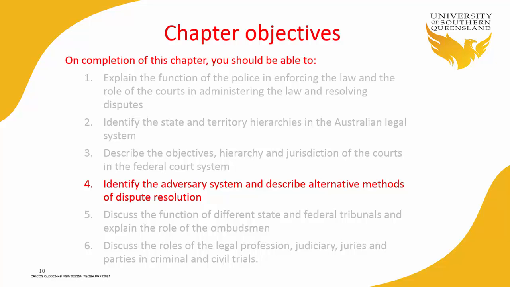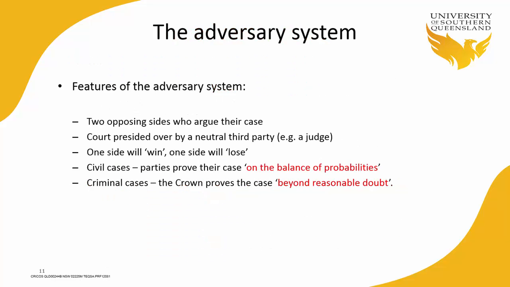Okay, let's look at identifying then the adversarial system that we have in Australia, which is of course part of the common law system that we inherited from the motherland, and describe alternative methods of dispute resolution. Alright, so we're now going to look at our fourth learning objective, and the first thing we want to talk about is this idea of the adversarial system.